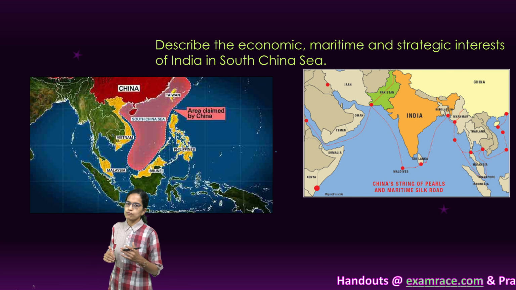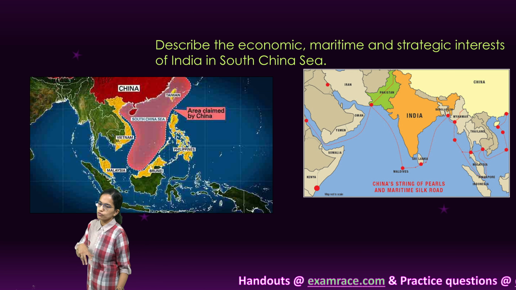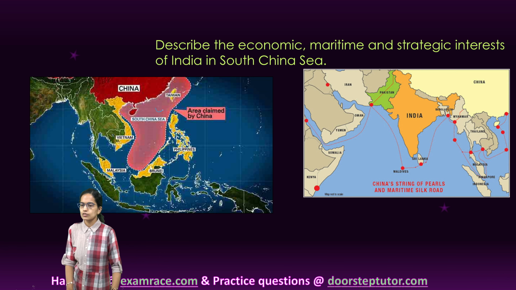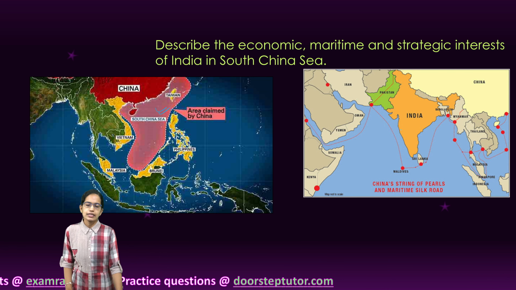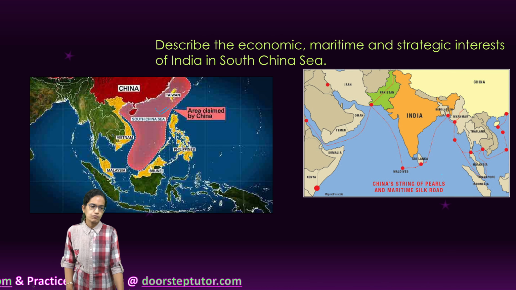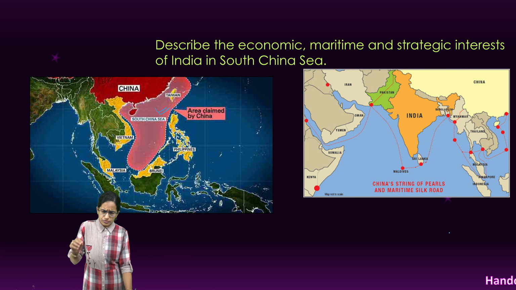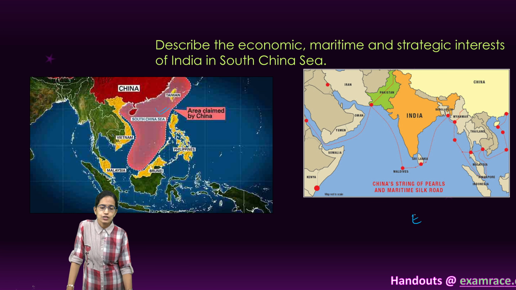The next question focuses on the South China Sea. So first of all, we would identify the area which has been claimed by China as part of the South China Sea, and then the China strings which have been developed. Now there are certain reasons for the strategic interest of India, and there are two major causes.